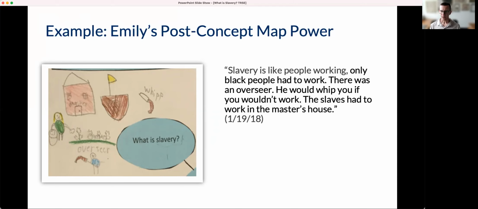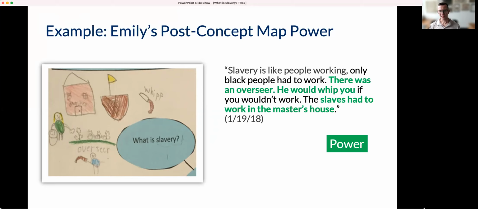Slavery is like people working, only Black people had to work. There was an overseer, he would whip you if you wouldn't work. The slaves had to work in the master's house.